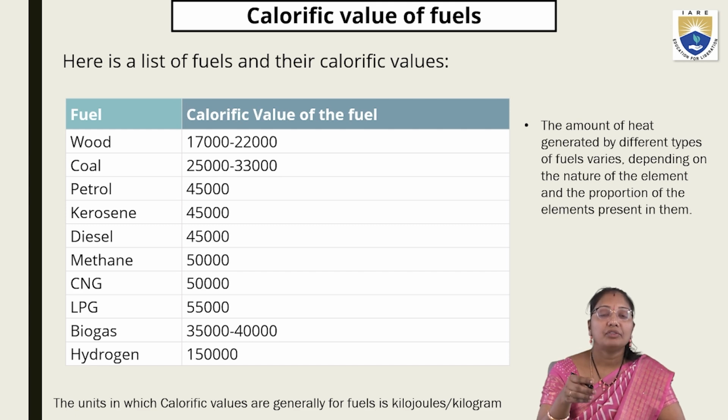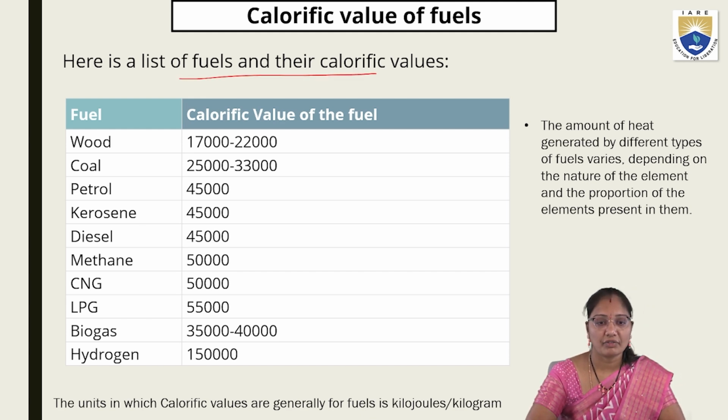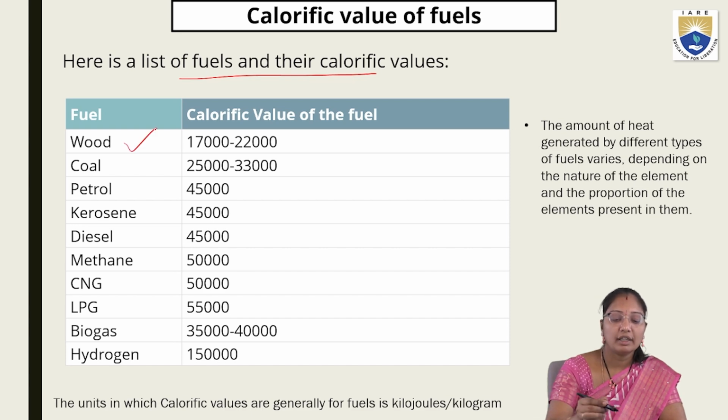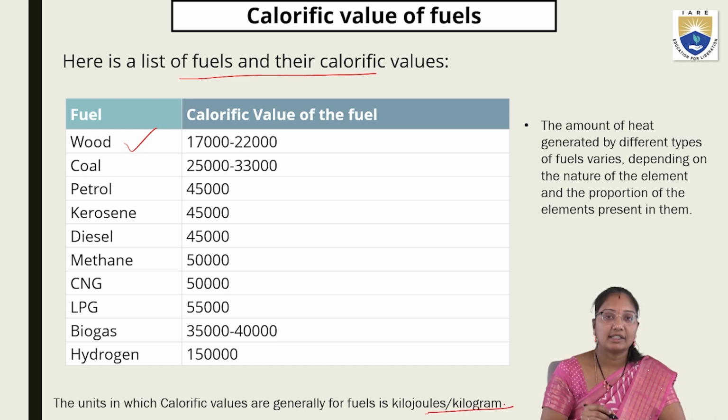As we know, the calorific values differ from fuel to fuel because it mainly depends on the composition of the fuel. Composition is nothing but the percentage of carbon, hydrogen, oxygen and sulfur in the fuels. So there is a list of fuels and their calorific values. Coming to wood, it has 17,000 to 22,000 kilojoules per kg.